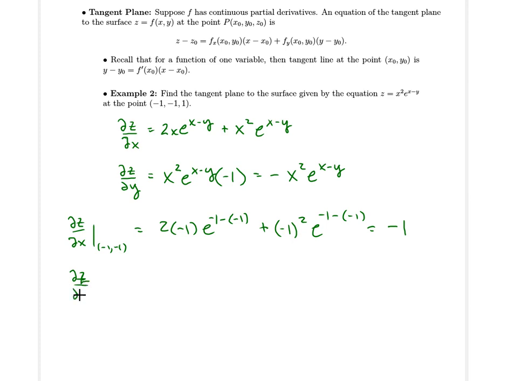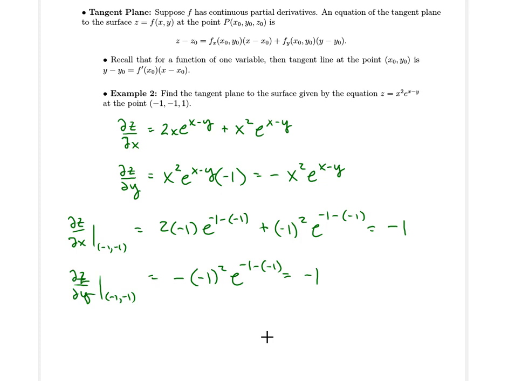Partial of z with respect to y, at negative 1, negative 1. And so that's going to be negative 1 squared. So we also get a negative 1 there.